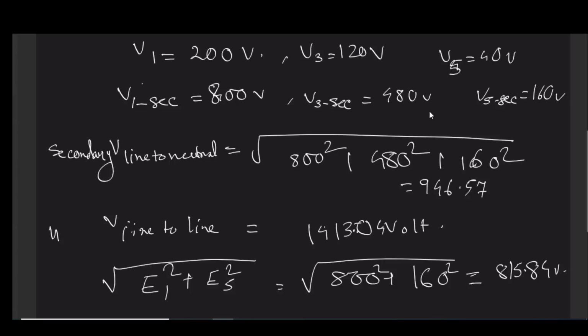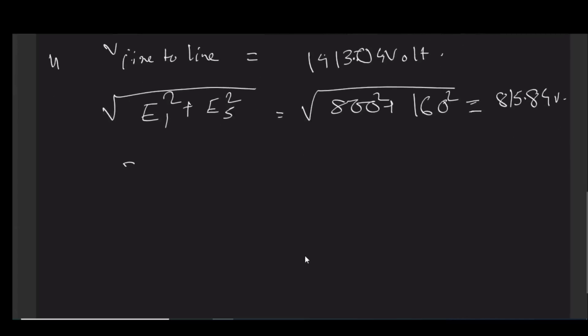There is another part, no? Open circuited delta. Okay. So in case of open circuited delta, what you should get? In case of open circuited delta, it should be 3V3, that is 3 into 480 volt. It is 1440 volt. Right.